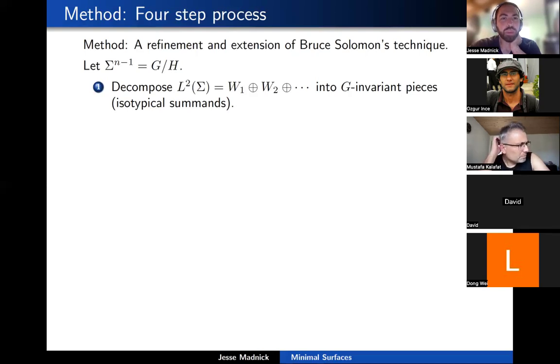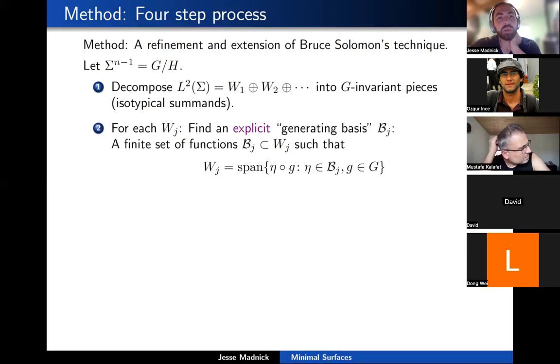Okay, so this is like a Fourier decomposition. Then what you want to do, the idea essentially, is to somehow diagonalize the Laplacian, right? You want to compute the Laplacian on each piece. So you take the Laplacian and look at it on W1. Because of G invariance, the Laplacian preserves W1. So the Laplacian sends W1 to W1, and sends W2 to W2, etc. And so you want to represent the Laplacian on W1 as a matrix, the Laplacian on W2 as a matrix, and so on and so forth.